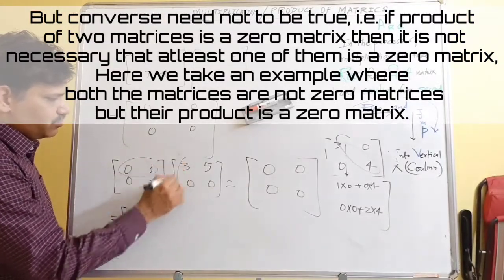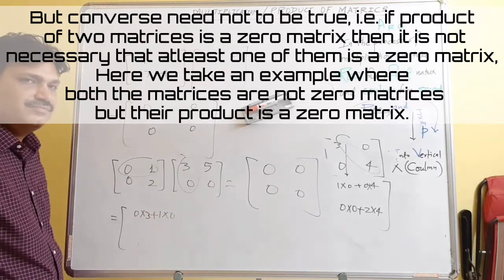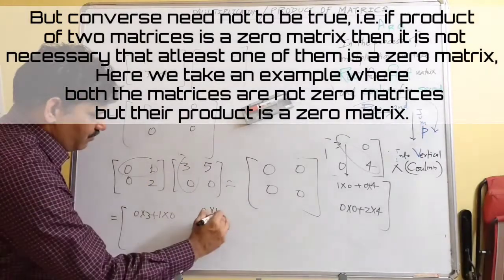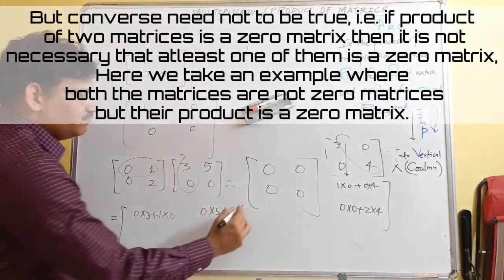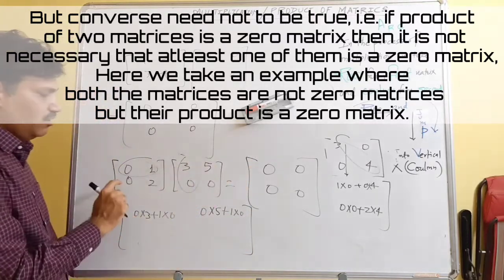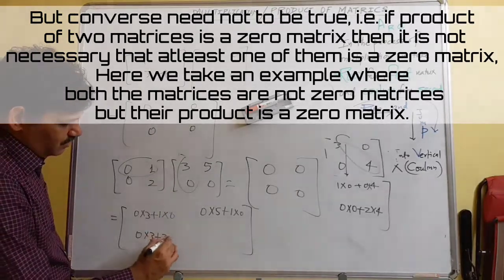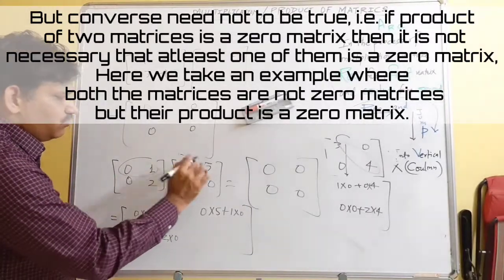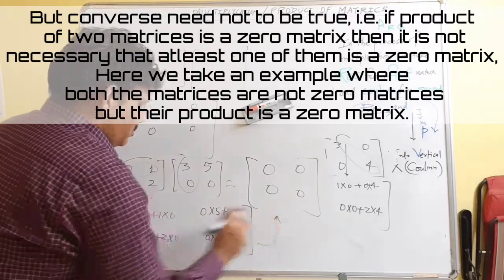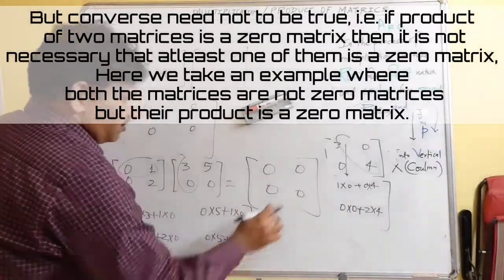First row goes to first column. So 0 into 3 plus 1 into 0. First row goes to second column. So 0 into 5 plus 1 into 0. Now first row has gone to second. There is no third column. Now we go to second row. Second row to first column. That is 0 into 3 plus 2 into 0. 0 into 5 plus 2 into 0. That is 0 plus 0 is 0, and 0 plus 0 is 0.